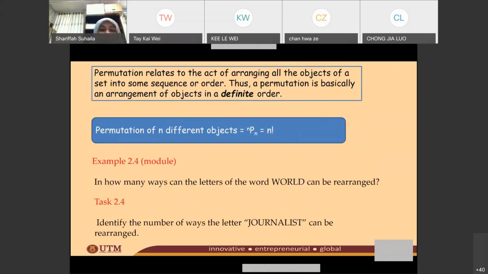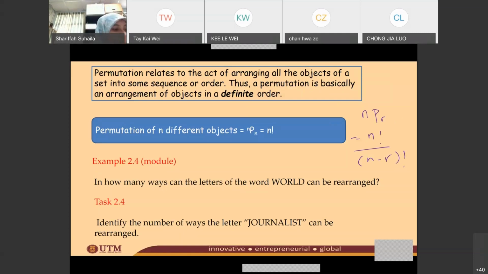So that is how you arrange 3 letters A, B, C. Permutation relates to the act of arranging all the objects of a set into some sequence or order. Permutation is basically an arrangement of objects in a definite order. Permutation of n different objects, you can write nPn or n factorial. In your calculator, you can press nPr, which is n factorial over n minus r factorial.